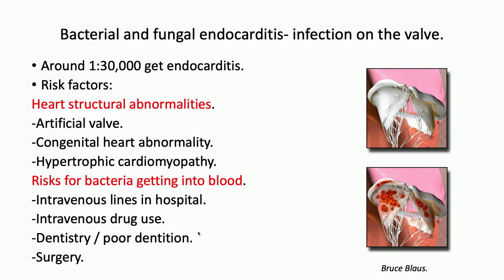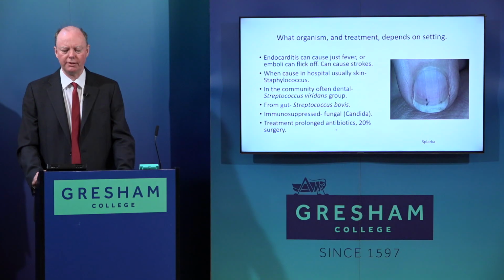The risk factors for this: it's much less common in people whose heart valves are normal, so they tend to be more likely if people have already got abnormal heart valves, maybe artificial valves, congenital heart valve problems, and also if they have problems with the heart muscle. And things which tend to allow the bacteria to cause this tend to be things that doctors, dentists, and others do. So they might include putting intravenous lines in hospital, particularly if they're in someone for a long period of time. People who take intravenous drugs recreationally, often with rather dirty needles. Dentistry, where dentists are doing a minor operation in the mouth, and surgery are all situations where the risk of endocarditis, because bacteria have got into the blood, increases. Now, which bacteria or fungus causes this does depend on the setting.